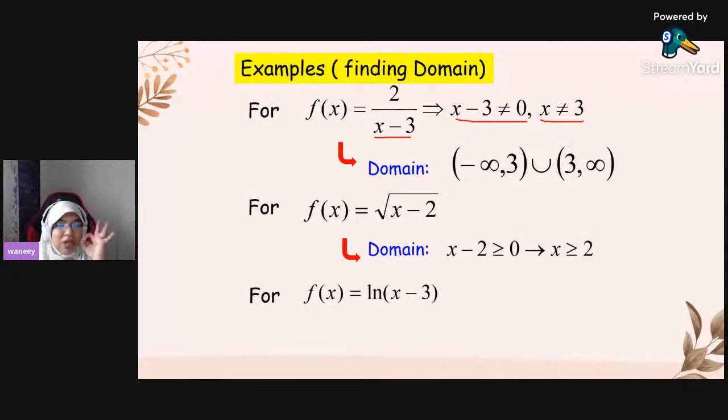And then the third one is for the log. We have to avoid 0 and negative numbers. So x minus 3 needs to be greater than 0. So x will be greater than 3. Okay, so those are the three main problems with domain.